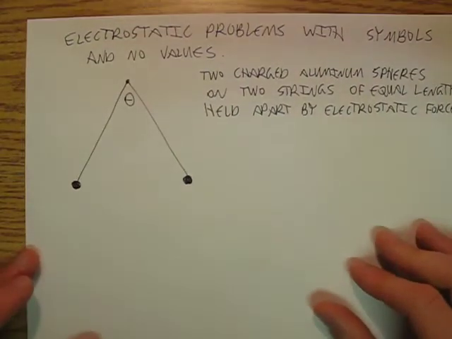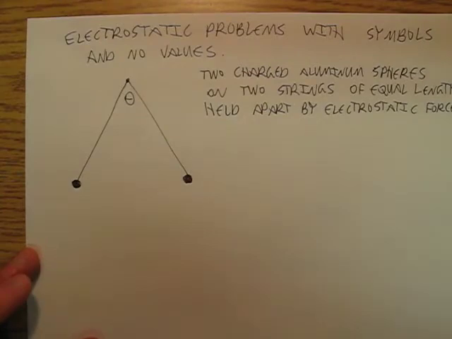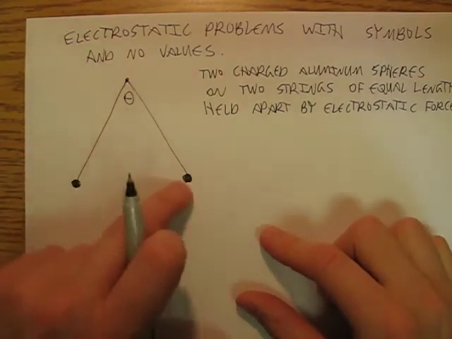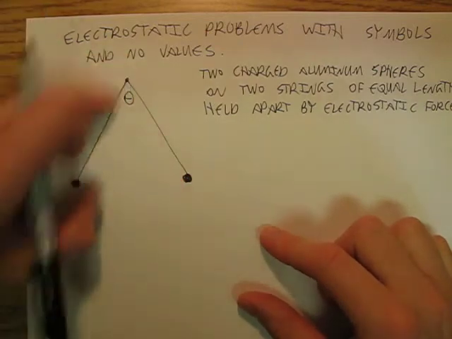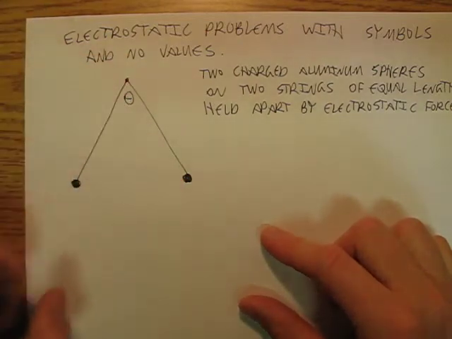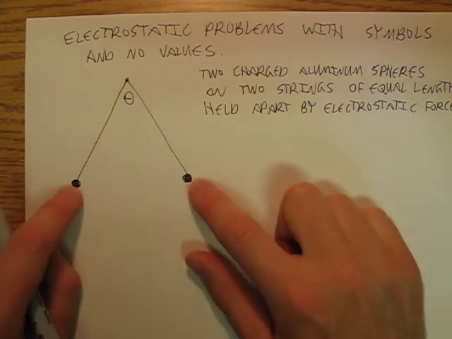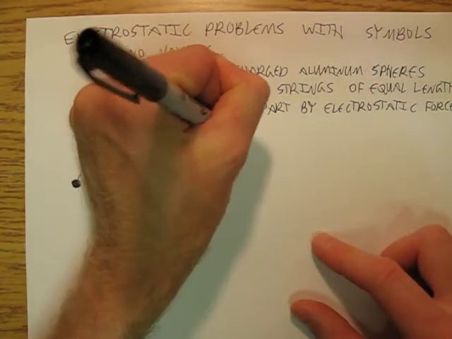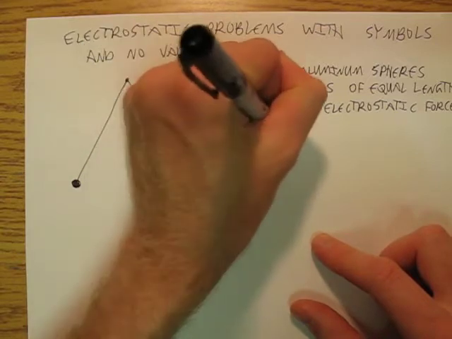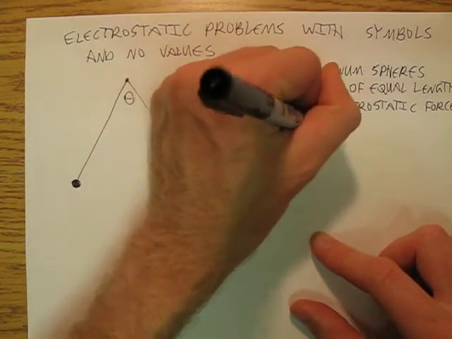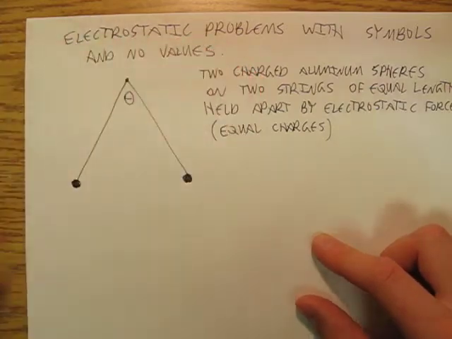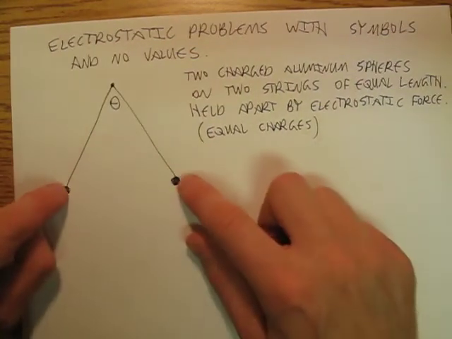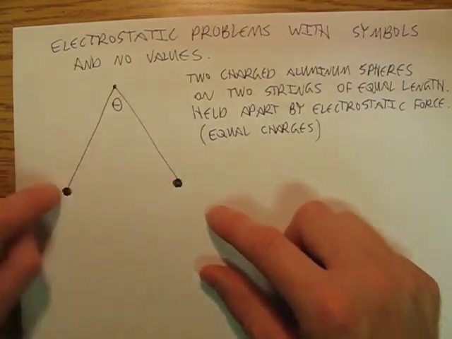Okay, so I sort of did this in my very first video, and it's a humid day so you couldn't really see this, but basically I've got an aluminum sphere on a string, and I've got another aluminum sphere on a string, and they are both charged, and they have equal charges. They repel each other, and so there's a little gap in here.